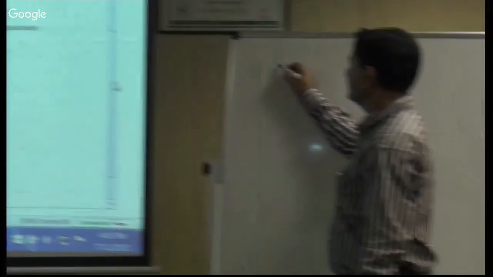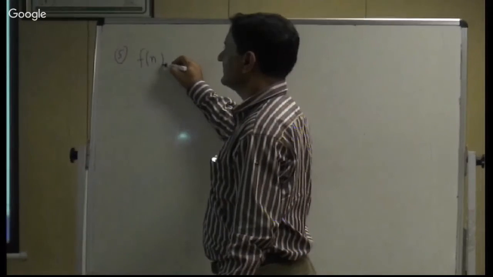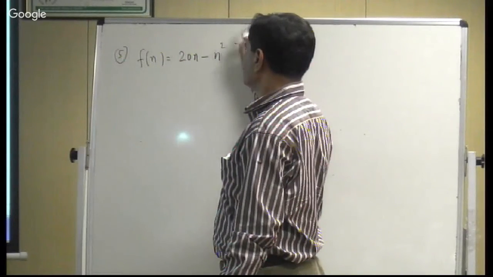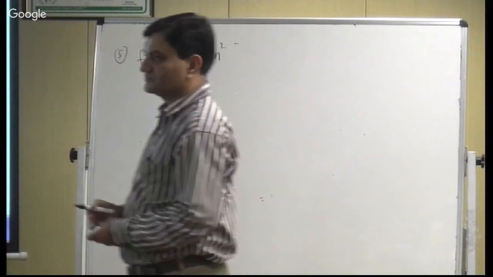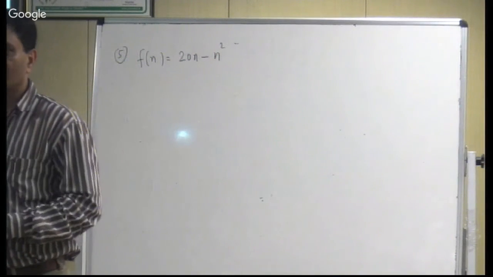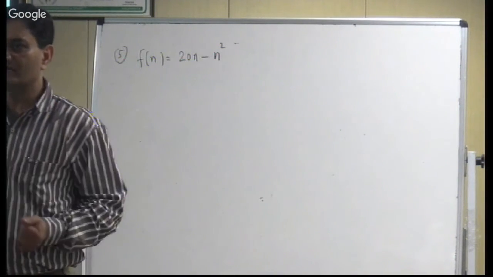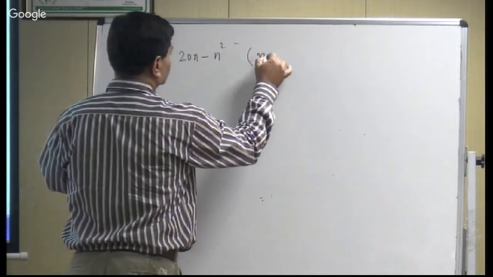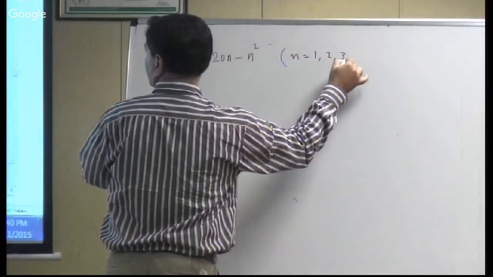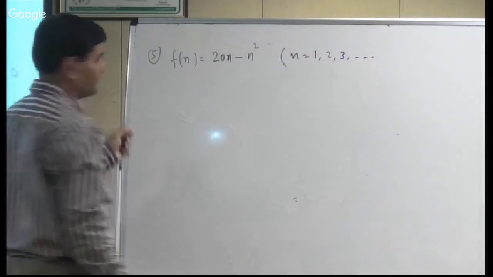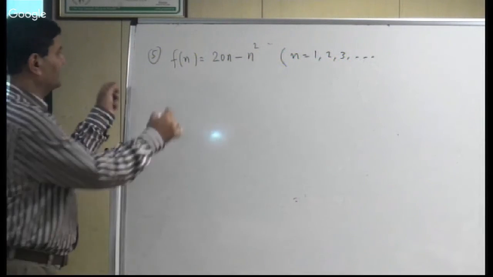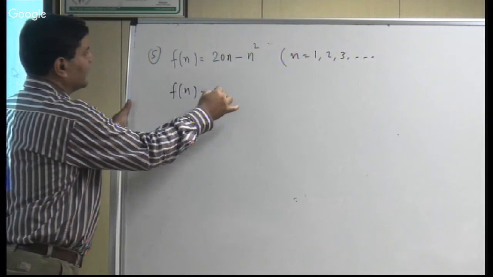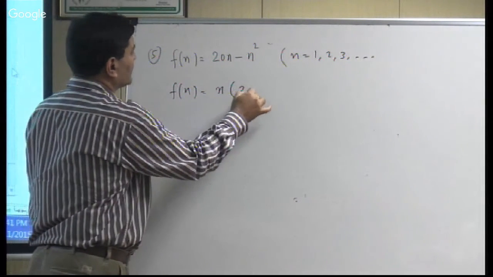Question 5th. Fn is equal to 20n minus n square. n can take only natural numbers, 1, 2, 3 and so on. We need the maximum. See, if you look at this function, if you take n common, you will get n into 20 minus n.